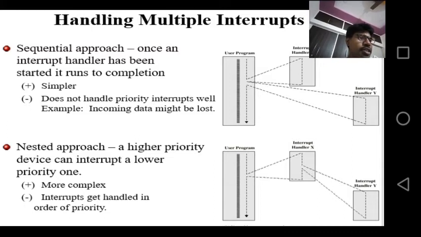Another approach is the nested approach. A higher priority device can interrupt a lower priority one. That's what we want to discuss: priority interrupts. This is called the nested approach. The disadvantage is that it is more complex. The advantage is interrupts get handled in the order of priority. Yes, we can implement order of priority in the nested approach.